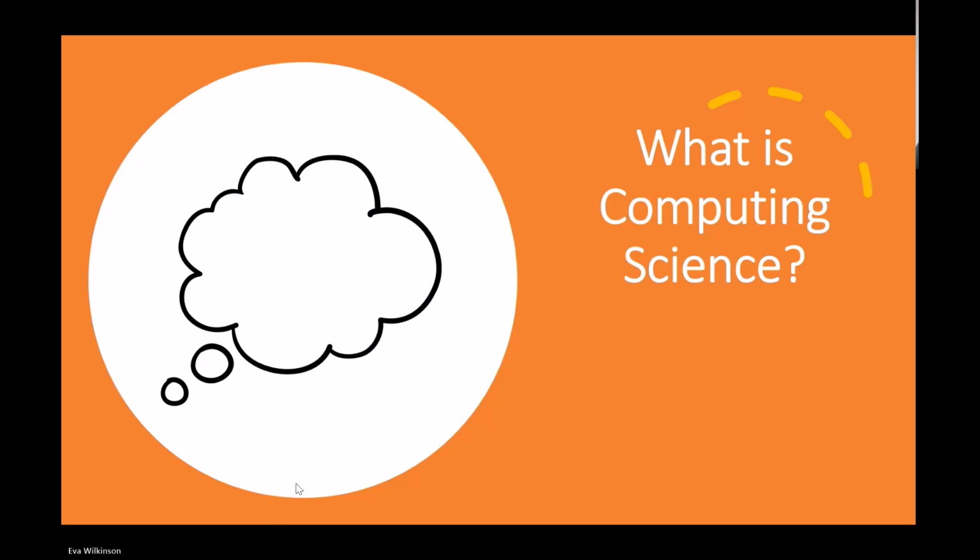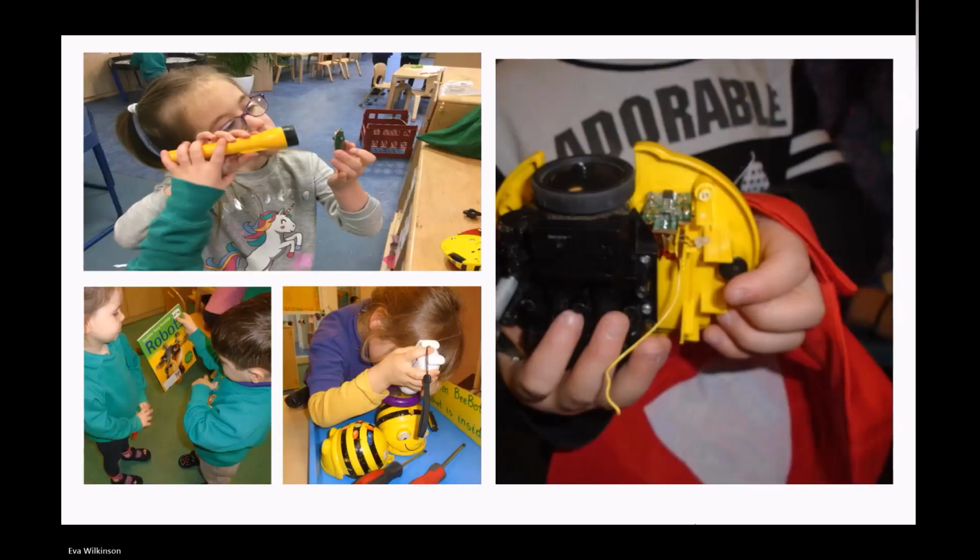Okay, so let's have a wee look. The definition of computing science is the study of computer hardware and software, and that includes things like robotics, AI, artificial intelligence, gaming. Lots more. We could be here all day exploring computing science.